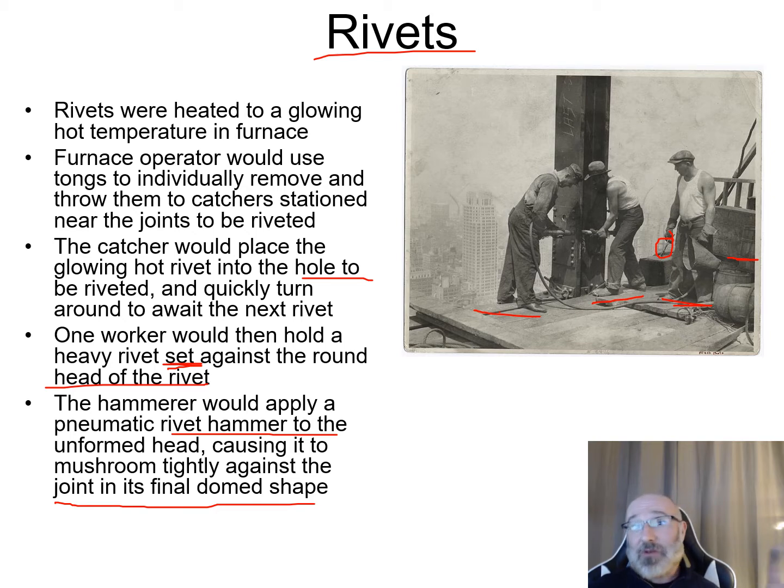Sometimes they did have to do it with a hand hammer. Other times they did have these pneumatic rivet hammers they could use. You can see down here, there's the pneumatic line going up to the rivet hammer right there. And you see you've got one guy holding it with the set over here and one guy hammering it right there. And you get that shape to compress it together to hold that joint together.